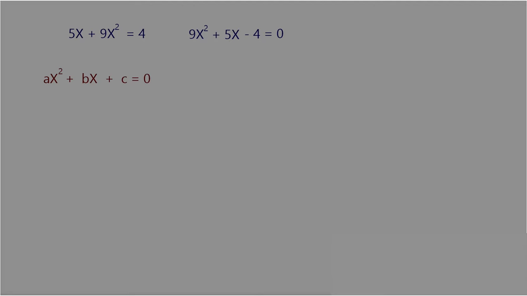So now that we have gotten the equation into the standard form, we can apply the quadratic formula to find the values of x. The formula is x equals minus b plus or minus the square root of b squared minus 4 times a times c, over 2a.